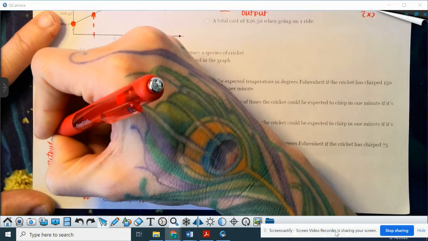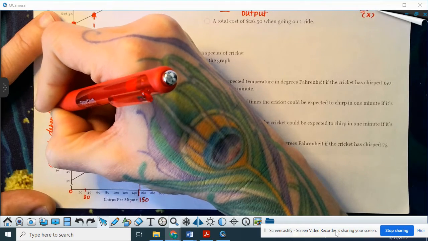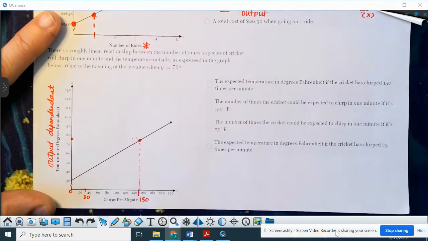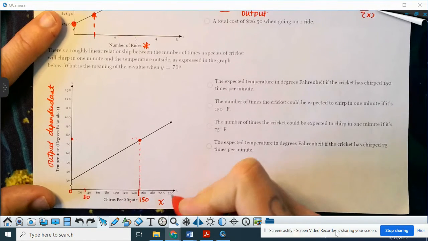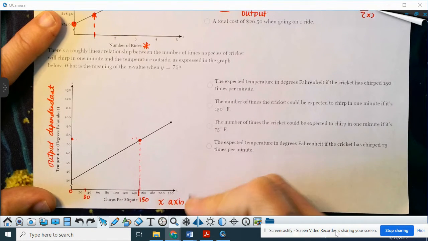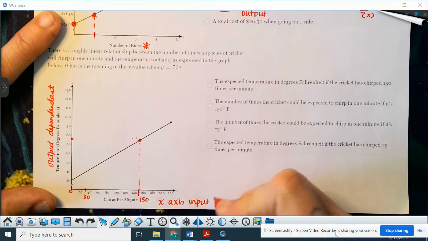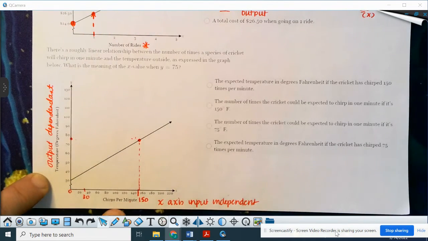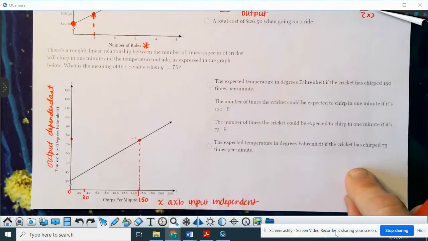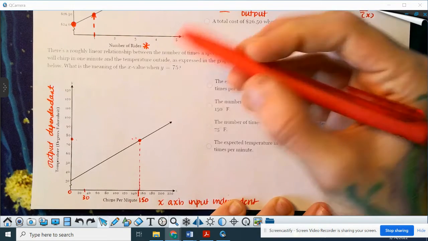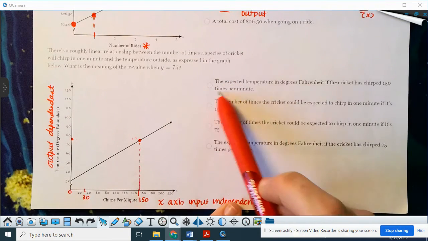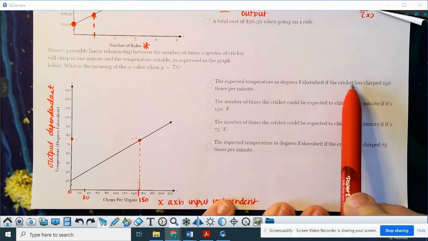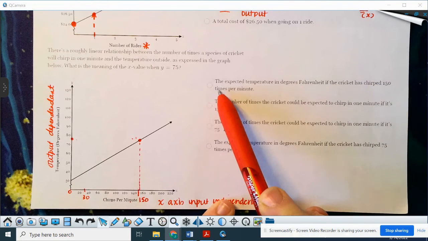which depends, so it's dependent on the chirps per minute. And that's because they put this on the x-axis. The x-axis is your input or independent variable because they are saying this controls, you can read the temperature. All right, so it says, what is the value of 75? We got 150. The expected temperature in degrees Fahrenheit is a cricket has chirped 150 times per minute.